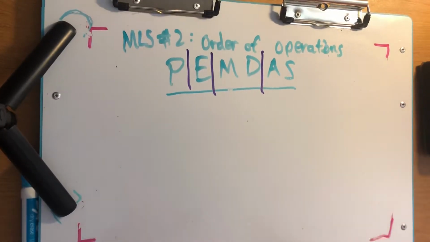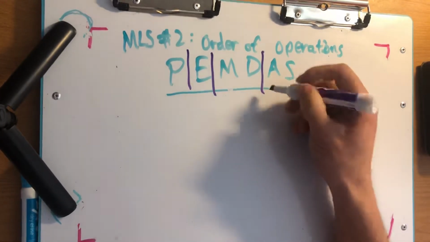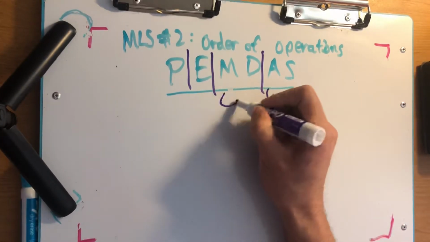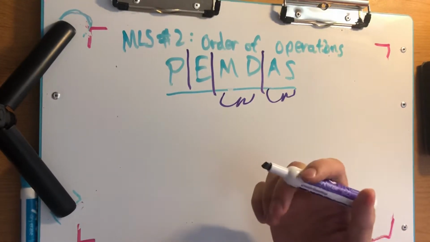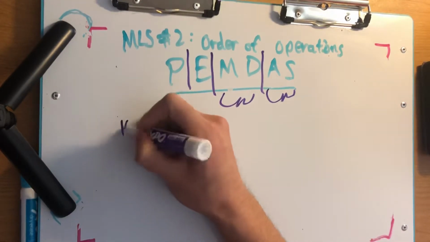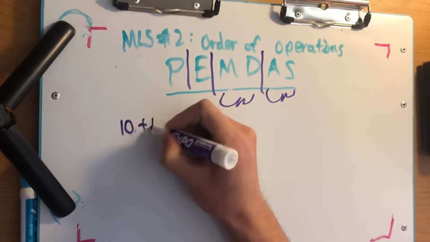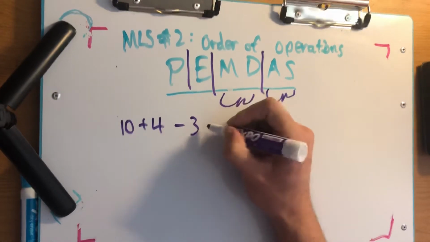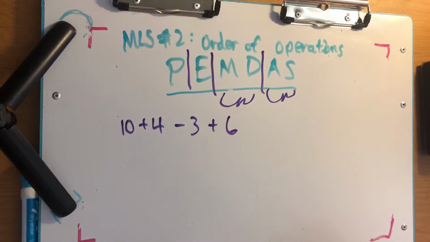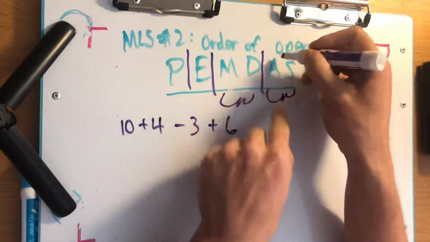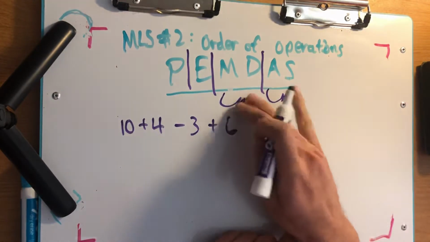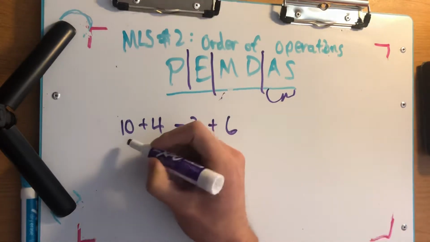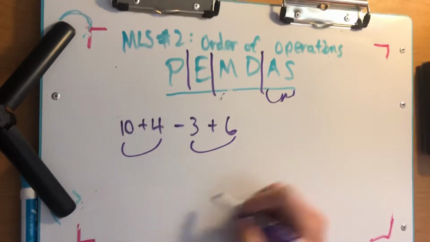But the place where we can get really tripped up is when we have a lot of steps all within this range, all within this range. I'll show one example where we might get really confused. If we have 10 plus 4 minus 3 plus 6, we could say, well, all of this is in the AS range, addition and subtraction. So this should be pretty straightforward. I want to do this first and then that first and then do the rest.